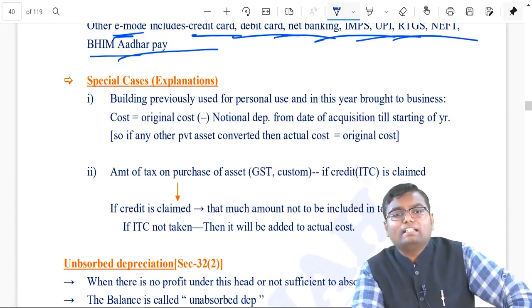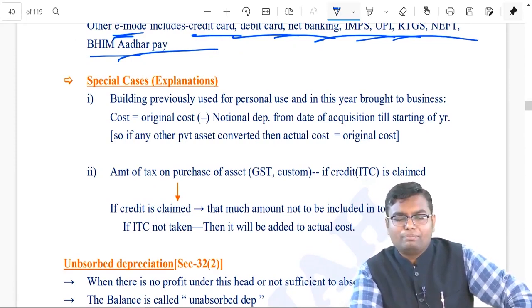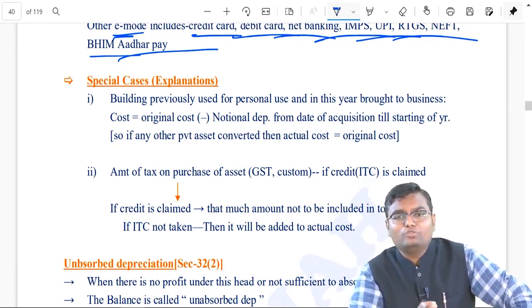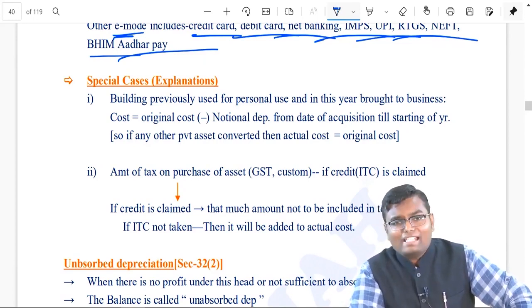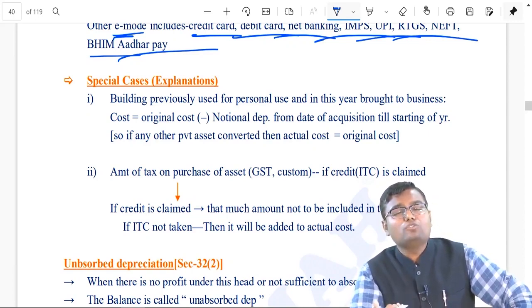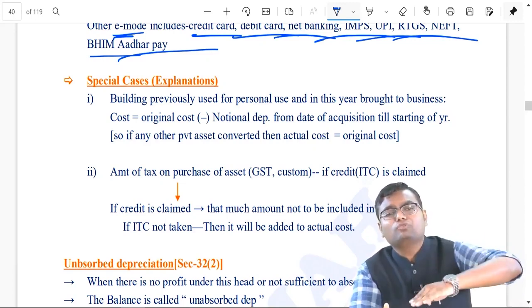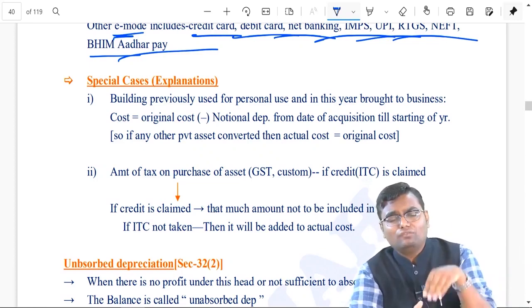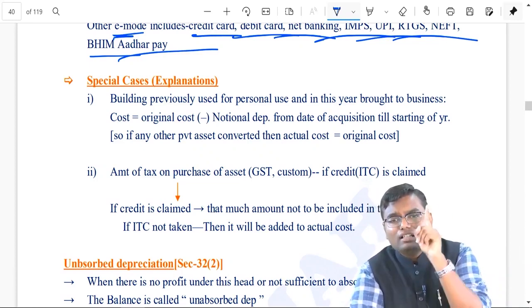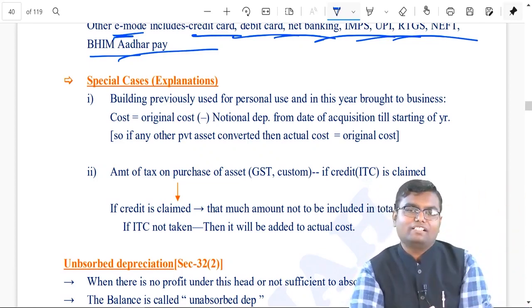if you have a building which you have previously used for your personal purpose and now in this year you are bringing it to your business. Let's say in past 2 years I have purchased a building for my residential accommodation, I am converting into my business. So I cannot add that original cost into my block. What I have to see, if I would have used for my business, how much depreciation would have been deducted up to now? Deduct notionally those depreciation and what is the current value of that building, that much will be added to the block of asset.